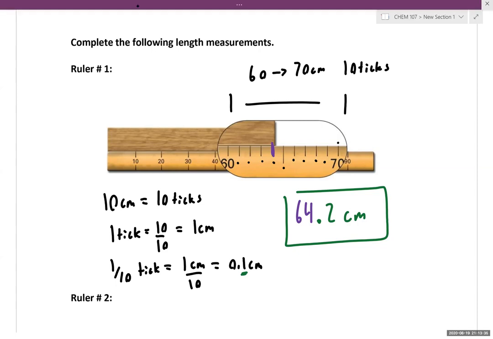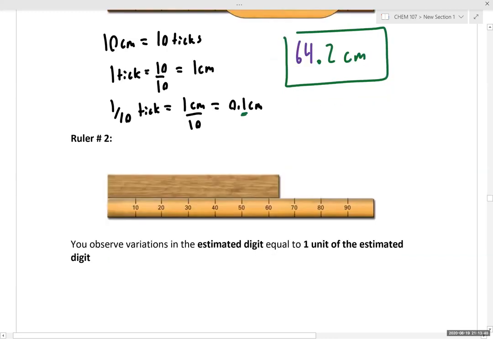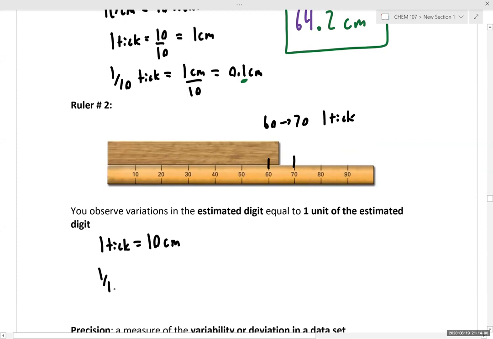So what I'd like you to do now is try looking at the following ruler, and we're going to do this example together. This time, to go from 60 to 70, it only takes us 1 tick. So we know 1 tick is equal to 10 centimeters. So then 1/10 of a tick is equal to 10 over 10, which is 1 centimeter.